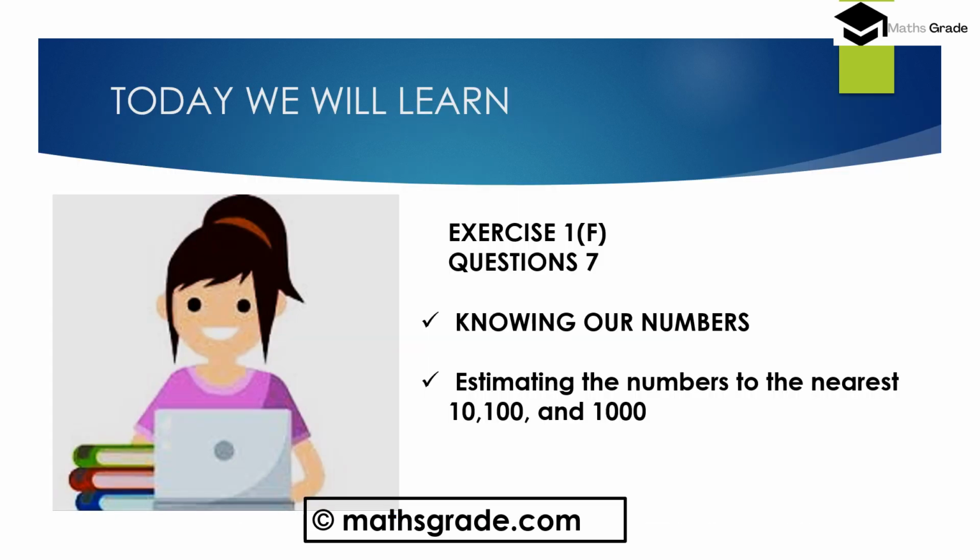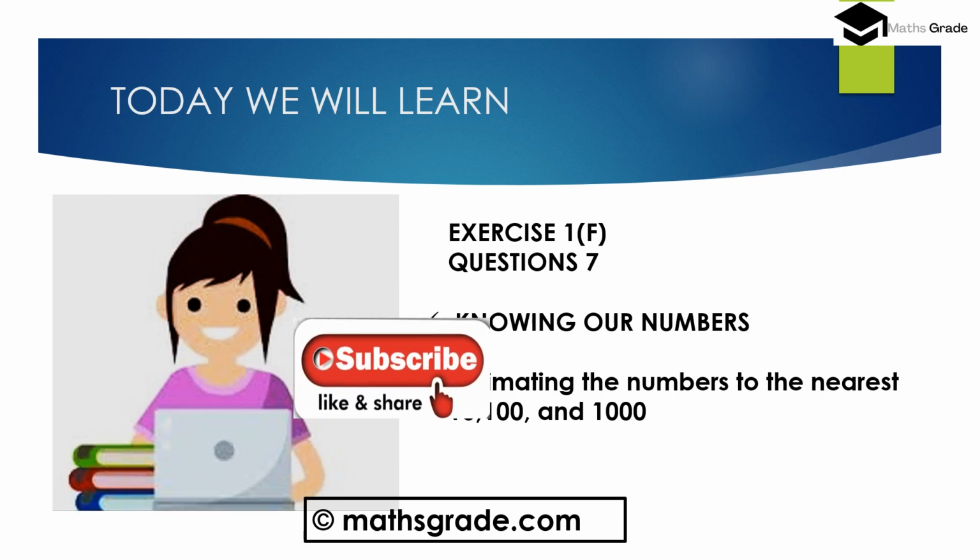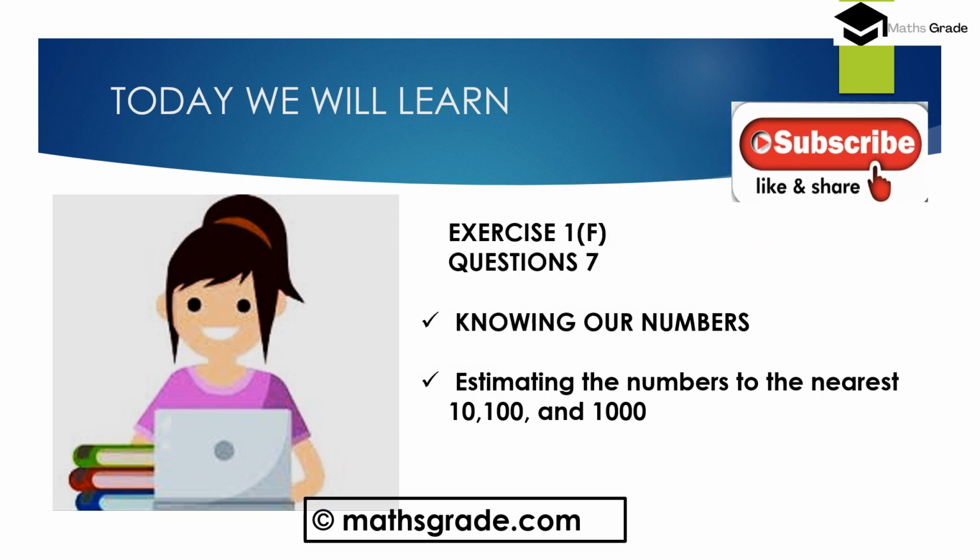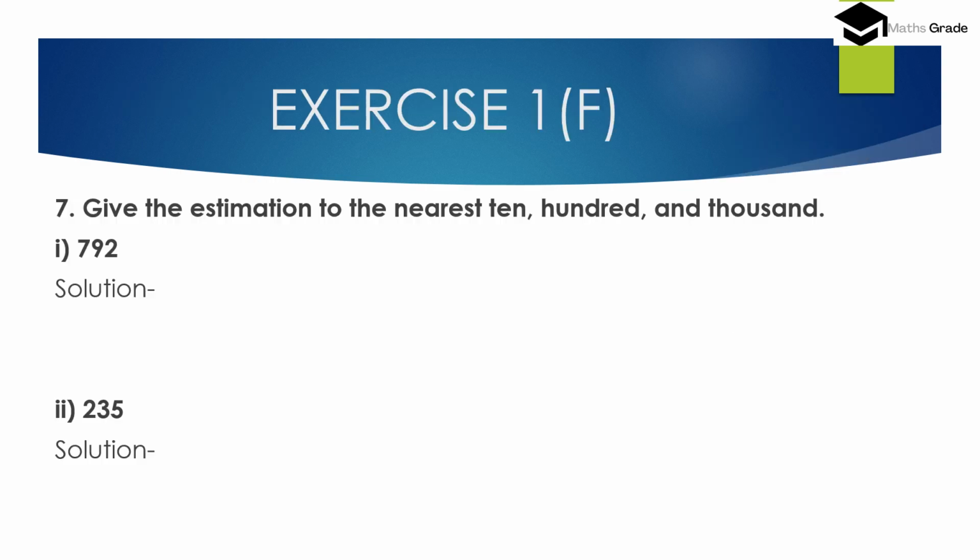Today we will learn and solve exercise 1F questions 1 to 7 of chapter 1. Chapter name is Knowing Our Numbers and topic is estimating the numbers to the nearest 10, 100 and 1000. Let's solve some questions. Now question number 7. Give the estimation to the nearest 10, 100 and 1000.